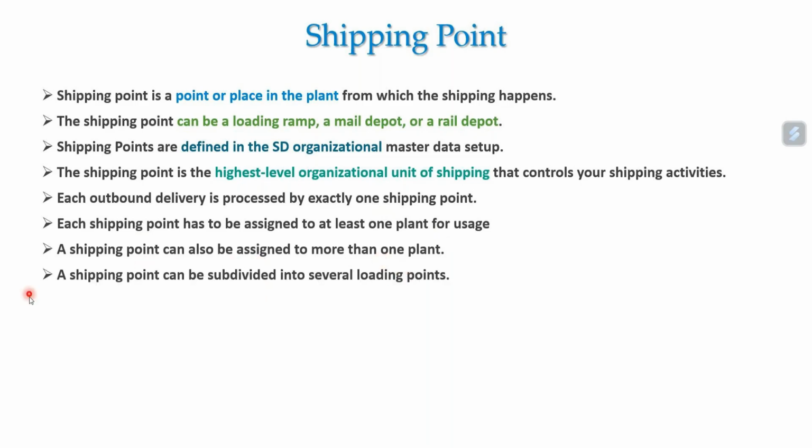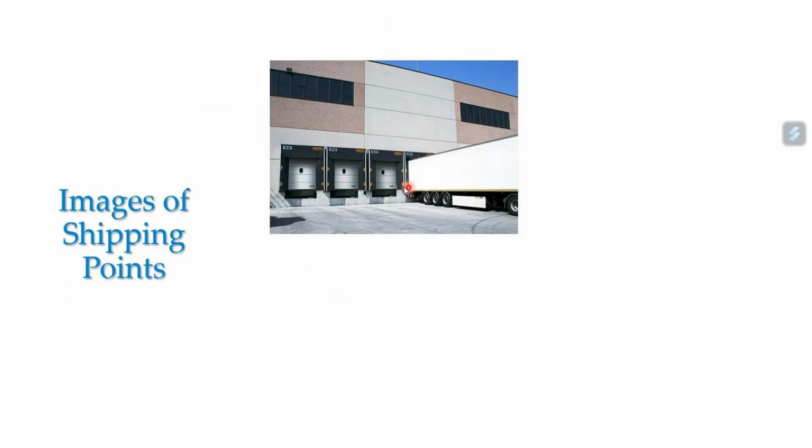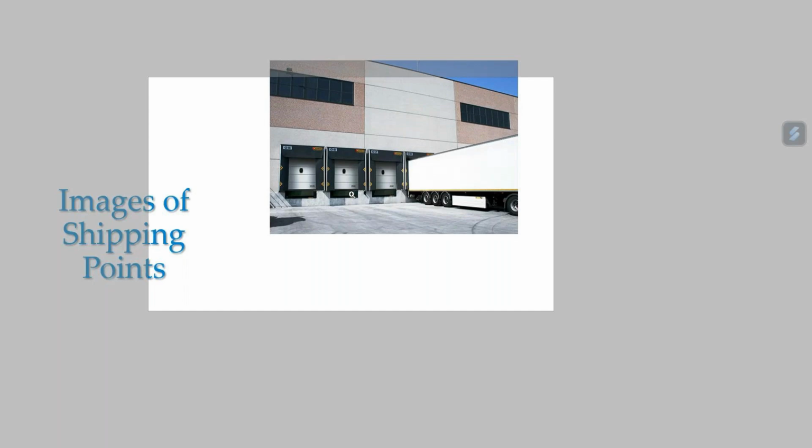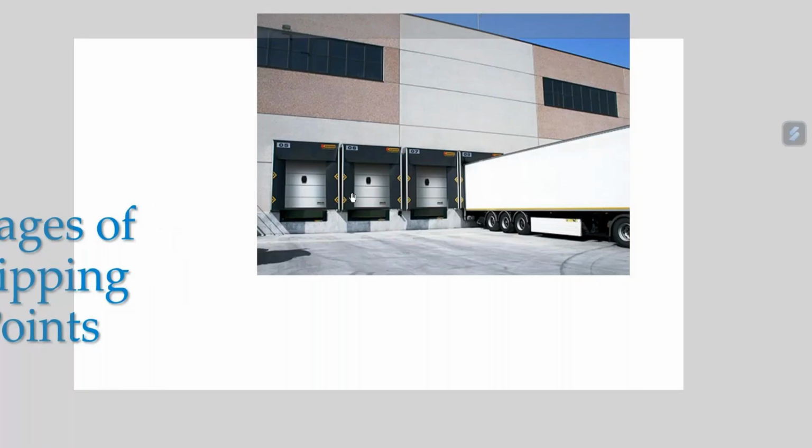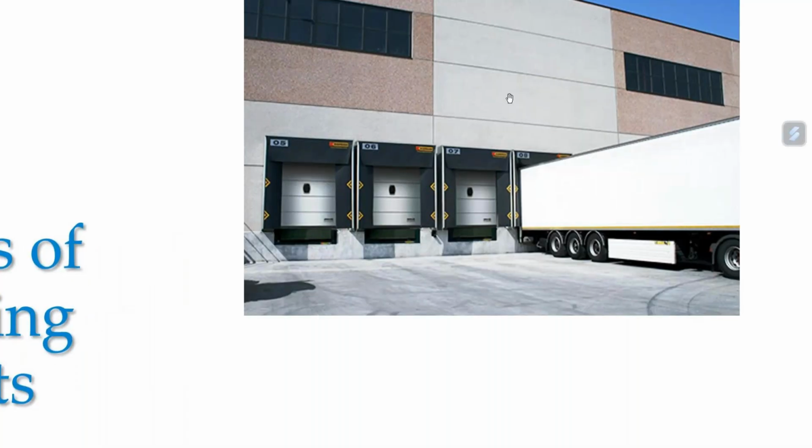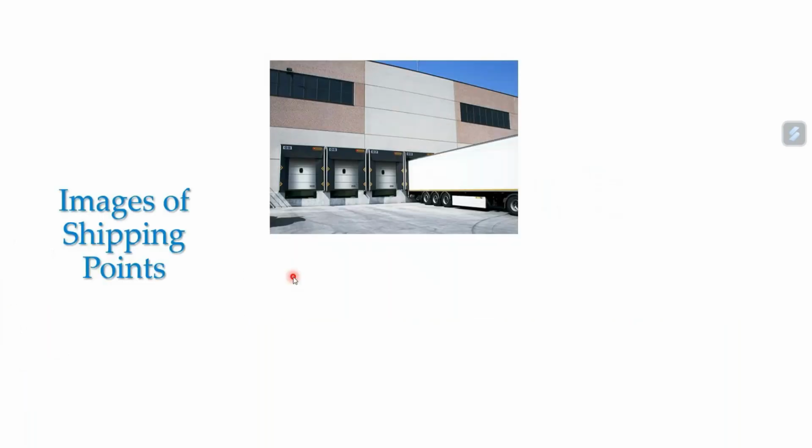One shipping point can have several loading points, and I'll show you that as an image. Okay, so this is a shipping point, all of this. Why? Because shipping will happen from here. Shipping will happen from here. This complete place is a shipping point. These are loading points. Each of them are loading points. Why? Because goods would be loaded into the truck. But as a complete thing, this is a shipping point.